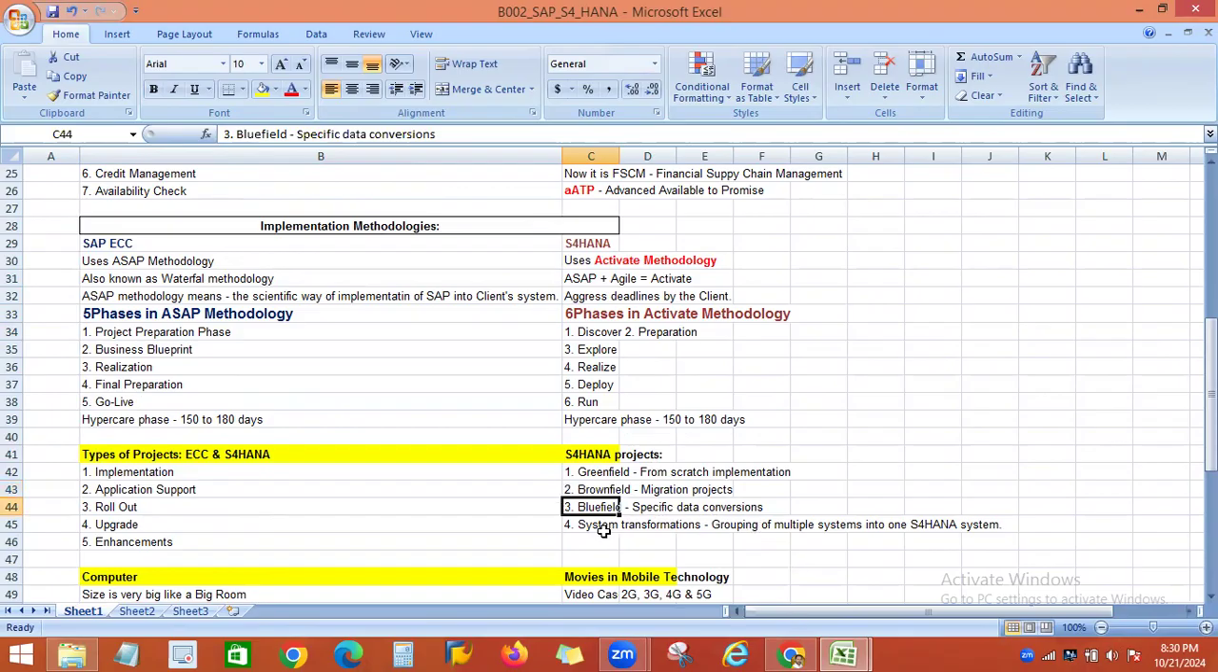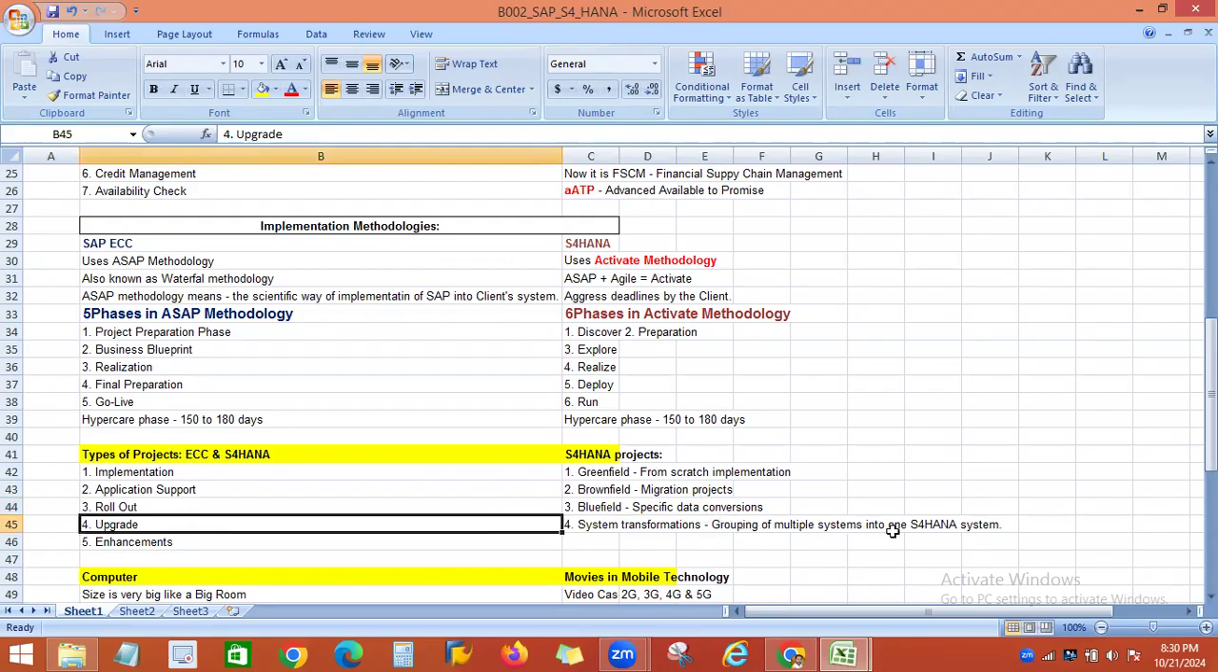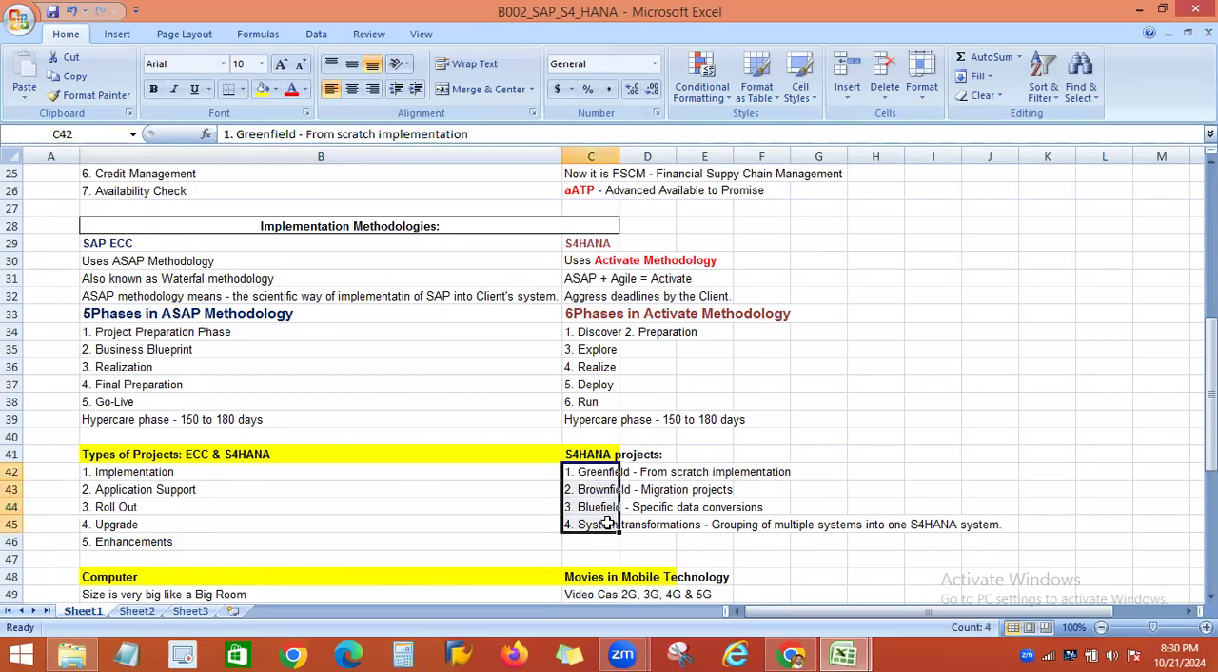Then system transformation, which is grouping of multiple systems into one SAP S/4HANA system. It means that, let's say the client is using different systems, so we are merging all the systems into SAP S/4HANA. It is called system transformation. So the complete system we take from one place and implement into SAP S/4HANA. These are the SAP S/4HANA projects that you should know.